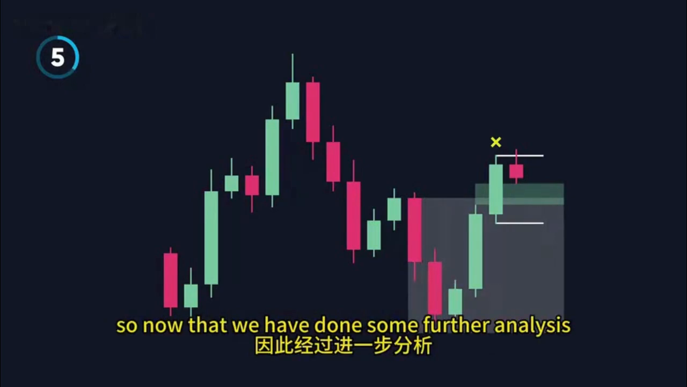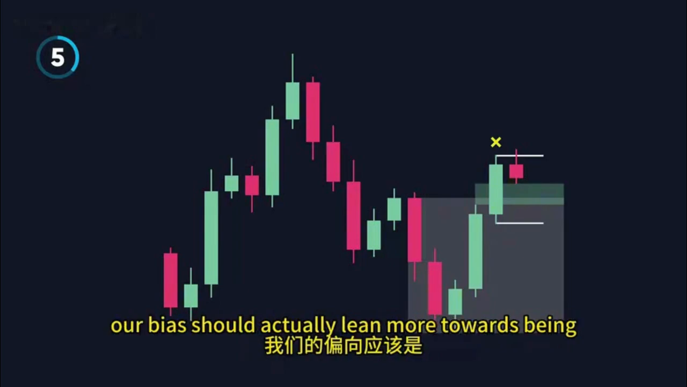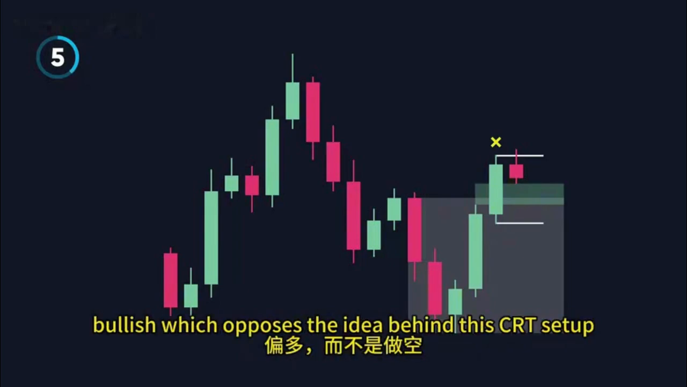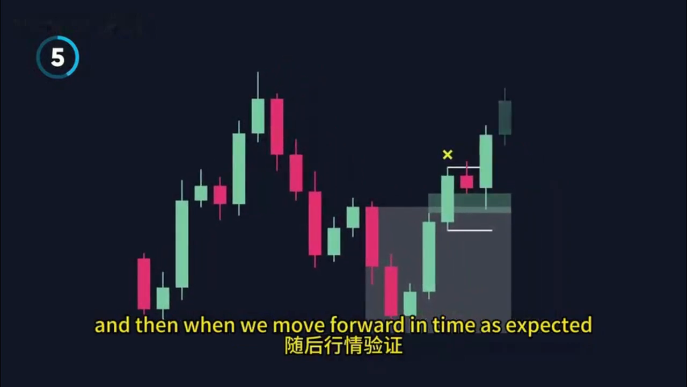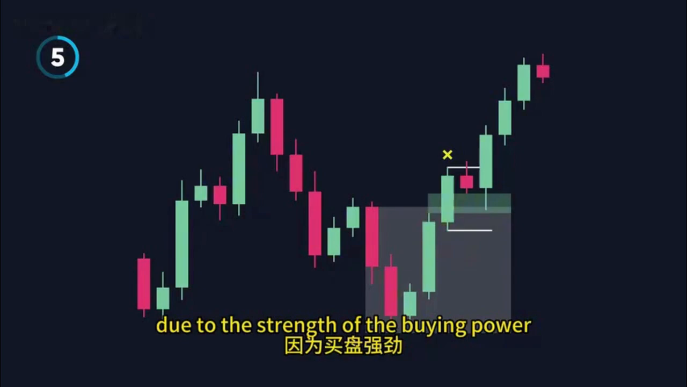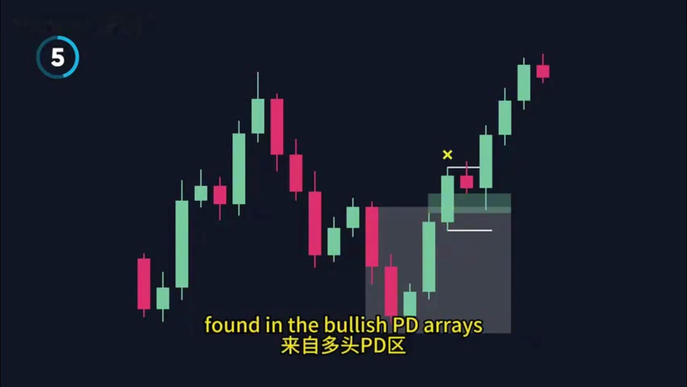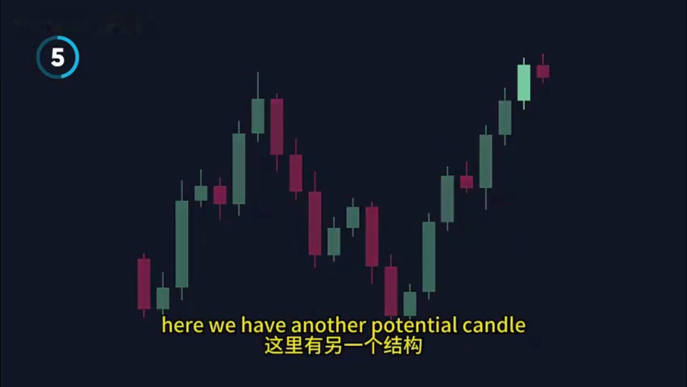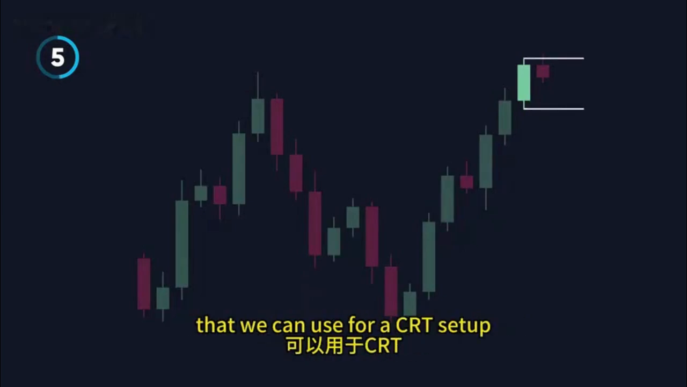So now that we have done some further analysis, our bias should actually lean more towards being bullish, which opposes the idea behind this CRT setup. And then when we move forward in time, as expected, the setup does end up failing due to the strength of the buying power found in the bullish PD arrays. And now moving on, here we have another potential candle that we can use for a CRT setup.